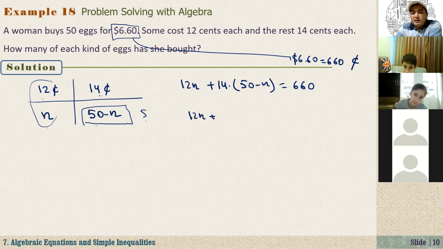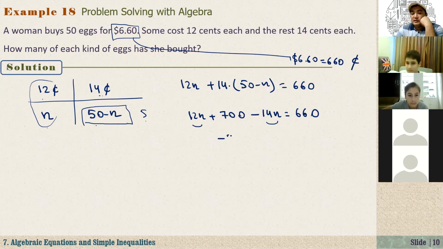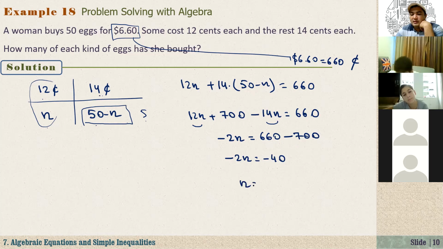Now, 12n plus 14 times 50; 5 times 14 is 70, one more zero, it is 700, minus 14 times n, it is 14n. On the right-hand side, 660. And 12n minus 14n is equal to negative 2n, equals 660 minus 700. Take 700 to the right-hand side, here we have minus 700. So minus 2n is equal to 660 minus 700, that's equal to minus 40. So what is n? n equals minus 40 divided by negative 2, which is equal to 20.